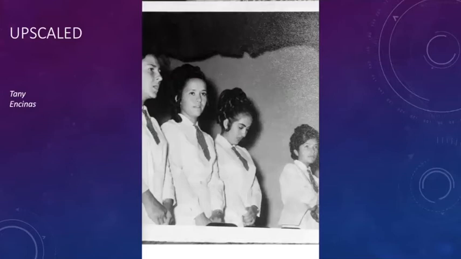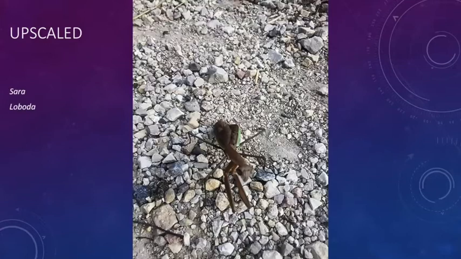Okay, so we talked a little bit about upscaling, and this is a piece by Tani Encinas, where she wanted to upscale an old image of her mom, and I have to say I didn't want to do a lot of before and after, just for the sake of time, but this is really beautifully done, whereby she upscaled the image of her mom.